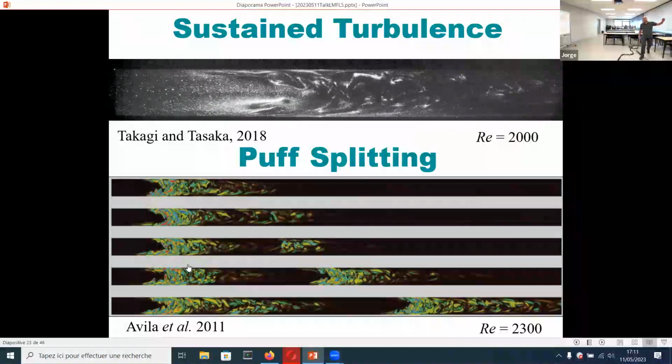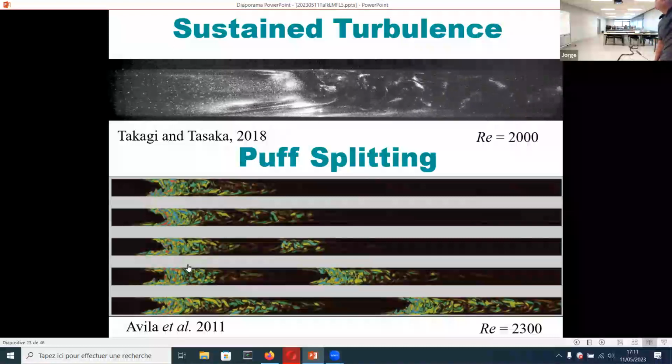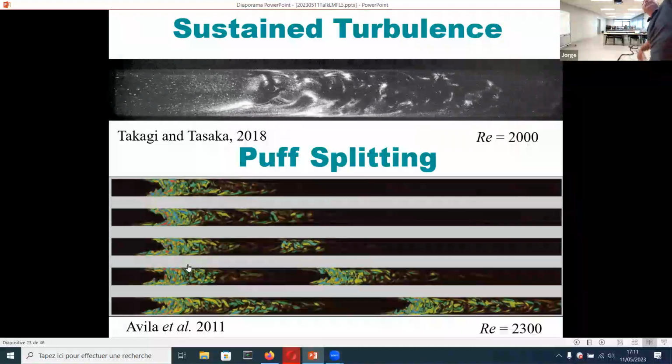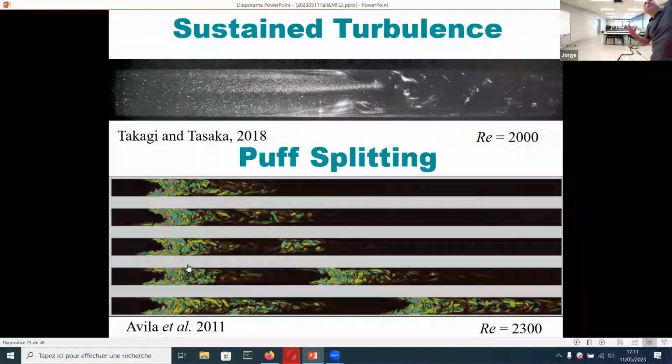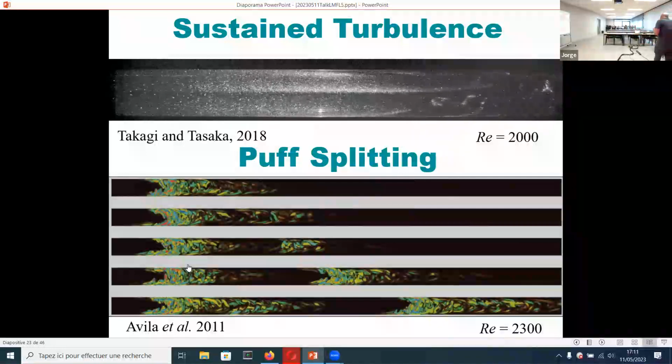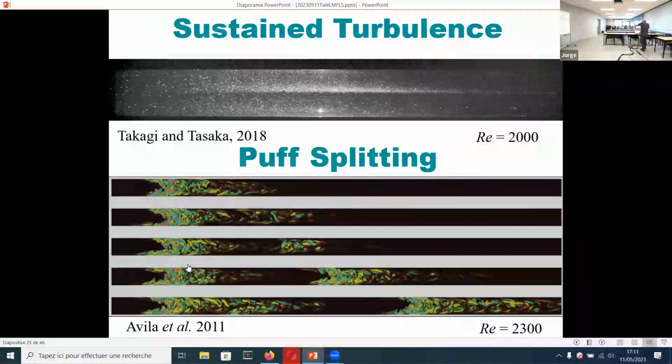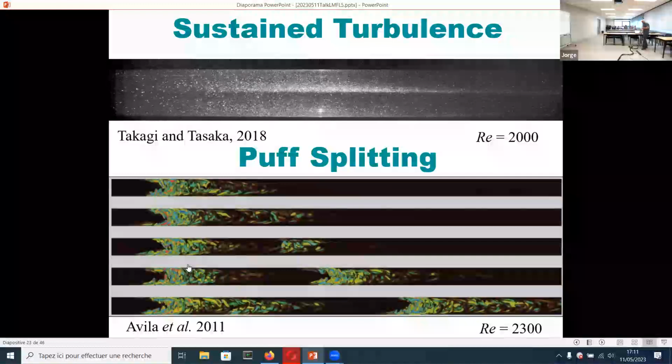So the Poiseuille flow enters the pipe, the puff moves at a velocity slightly slower than the main flow, and it creates these vortices.